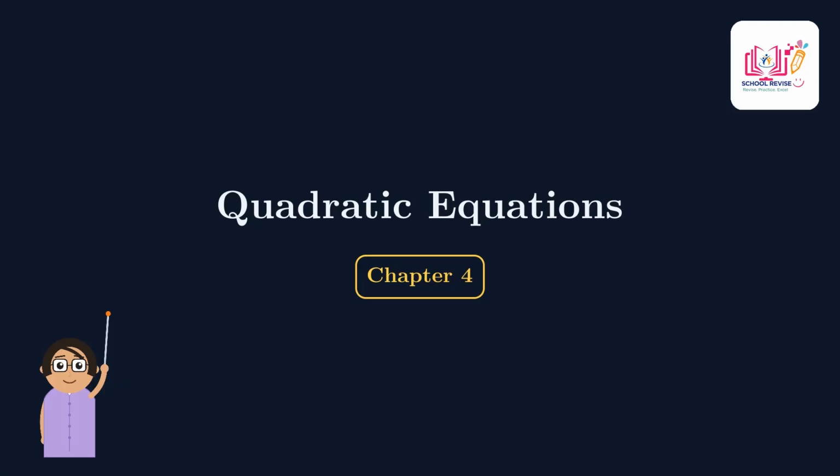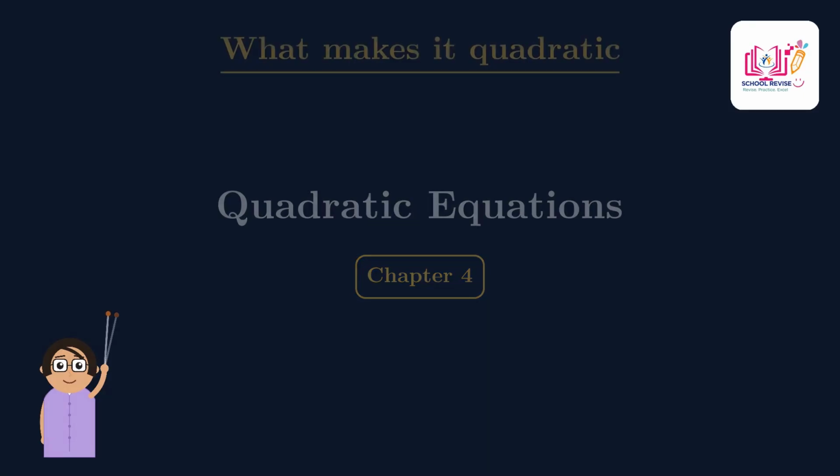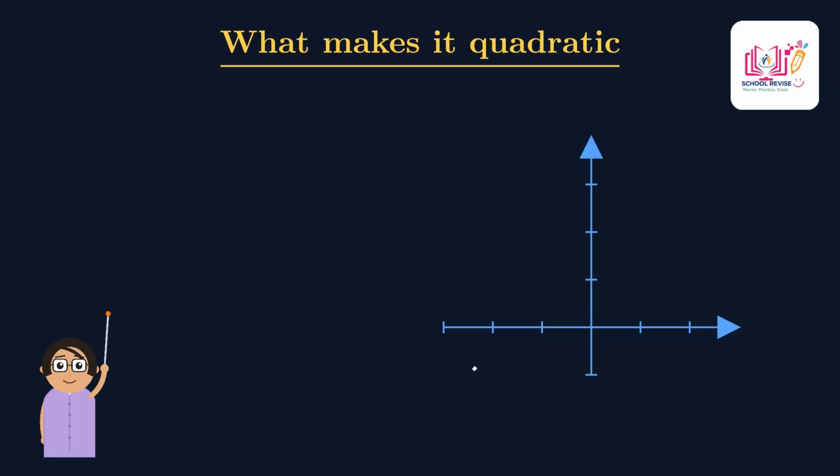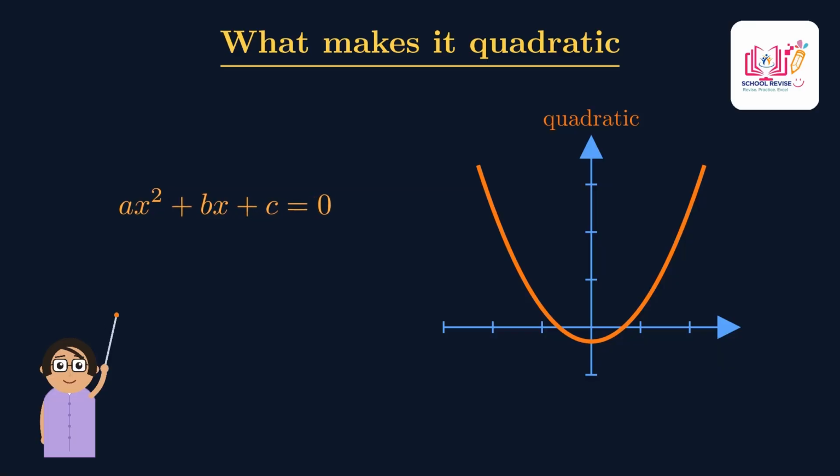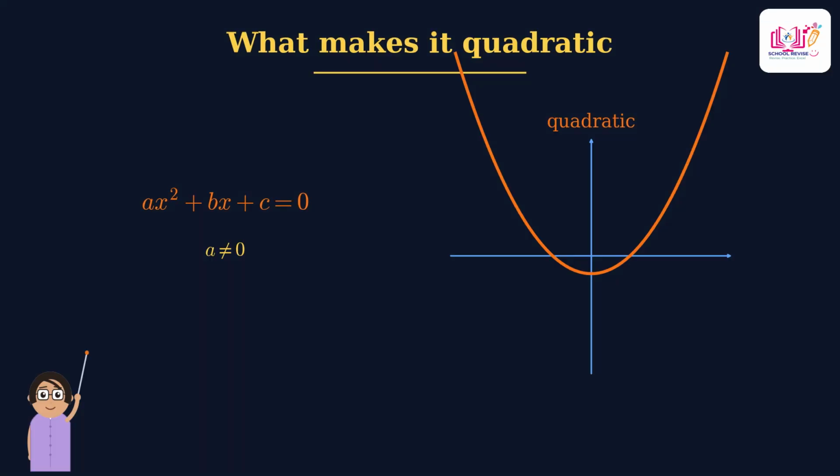Welcome to Chapter 4, Quadratic Equations. Here's the difference. A linear equation gives you a straight line. The moment you add an x squared, that line bends into a curve, a parabola. That's a quadratic. And every quadratic can be written in one tidy form, ax squared plus bx plus c equals 0. The only rule: a cannot be 0, because if it were, the x squared would vanish and we would be straight back to a boring line. The x squared is the star of this chapter.